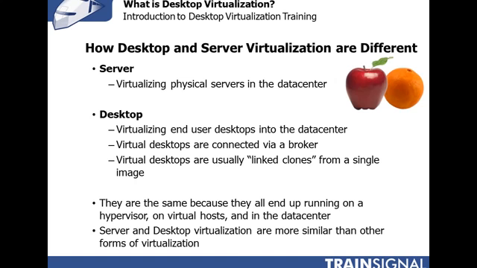So really the difference between desktop and server virtualization is what it is that you're virtualizing. With server virtualization, you're virtualizing servers in the data center. With desktop virtualization, you're virtualizing end-user desktops and bringing them into the data center. They're the same because they all end up running on the same hypervisor, potentially on the same virtual host even, and very likely in the same data center at your company. Desktop and server virtualization are much more similar than other forms of virtualization like application, network, and storage because desktop and server virtualization both use a hypervisor and they're both creating virtual machines. Just the virtual machines are serving different purposes.